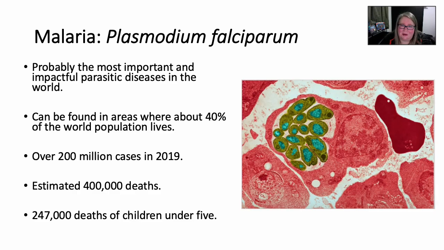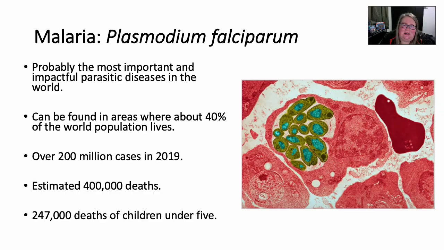Okay, and we're going to talk about this because even though malaria is not endemic to the US, it is still probably one of the most important and impactful parasitic diseases worldwide. So about 8.2 billion people live on the earth. Okay, 40% of where the world population lives is areas where we're going to find malaria.